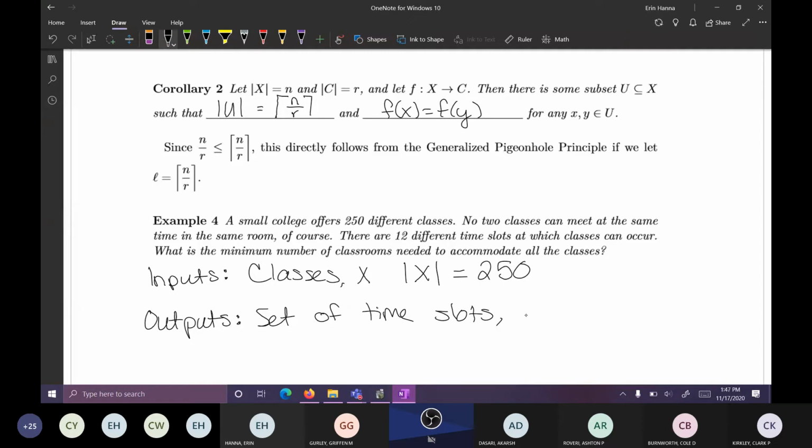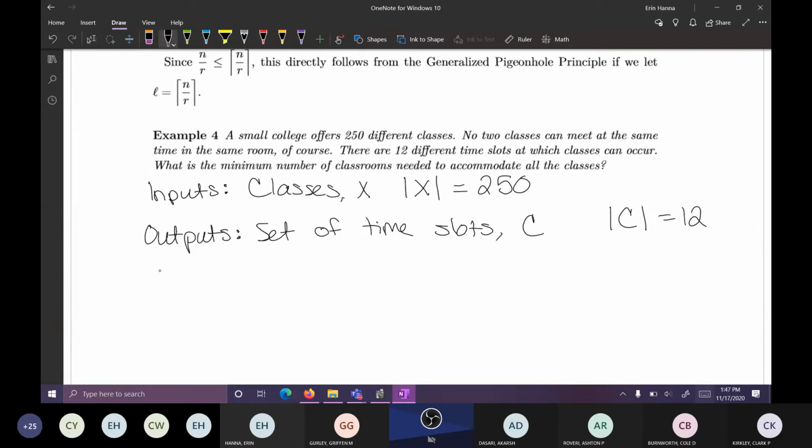So let's name that C to kind of match up with the pigeonhole principle. So that means that the cardinality of our set C, our set of outputs, is 12. So we're essentially going to map a class into a time slot. Now, obviously, there's way more classes than time slots. So again, that's what the pigeonhole principle is getting us to: there's going to be multiple inputs that go to the same time slot.